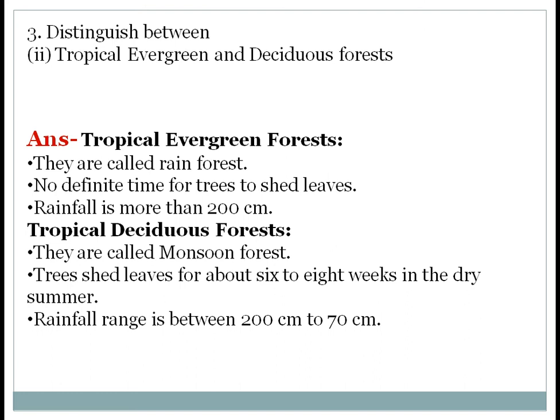Moving towards the next question. What is a biosphere reserve? Give 2 examples. So you have to write about what is a biosphere reserve and you have to mention any 2 examples of it.